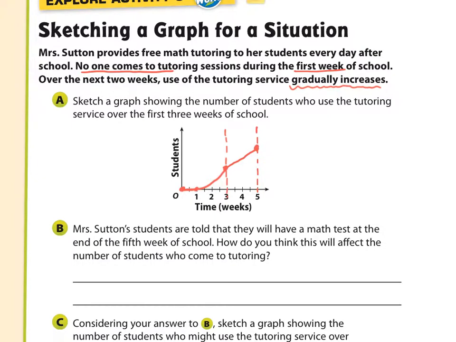But you can say something like, I just graphed it on there from 3 to 5 weeks, but I could say more students will use the tutoring service.